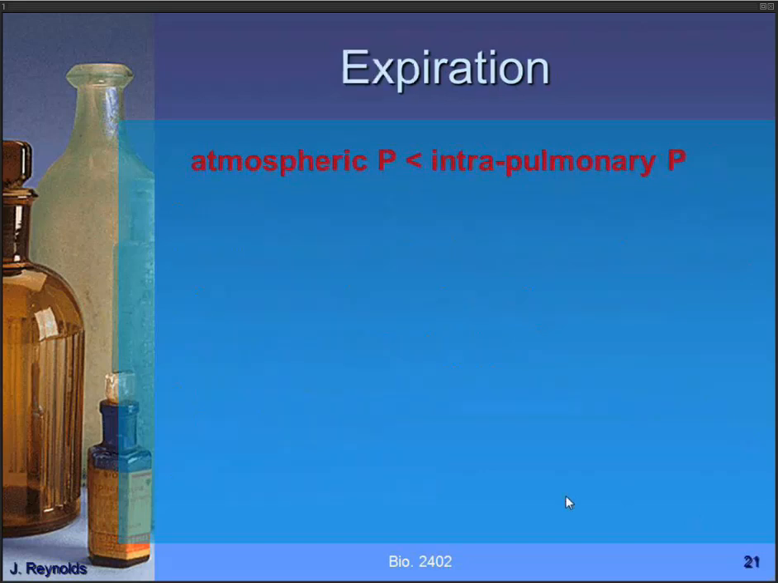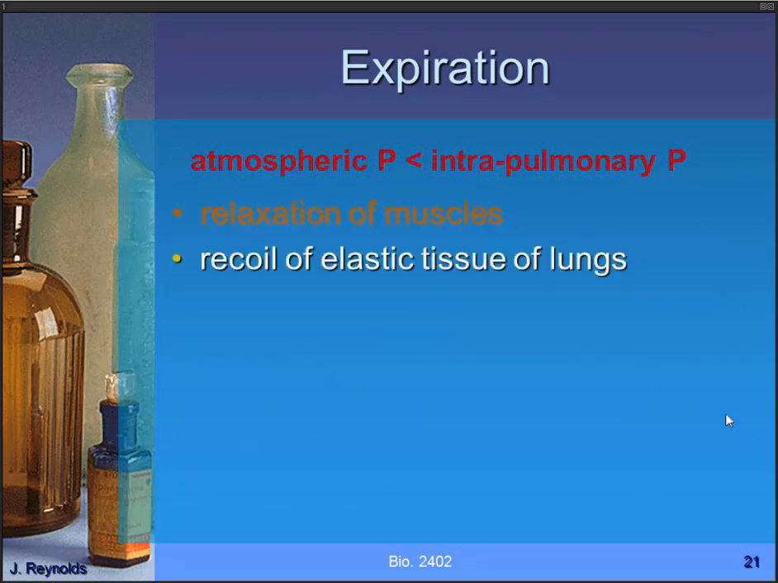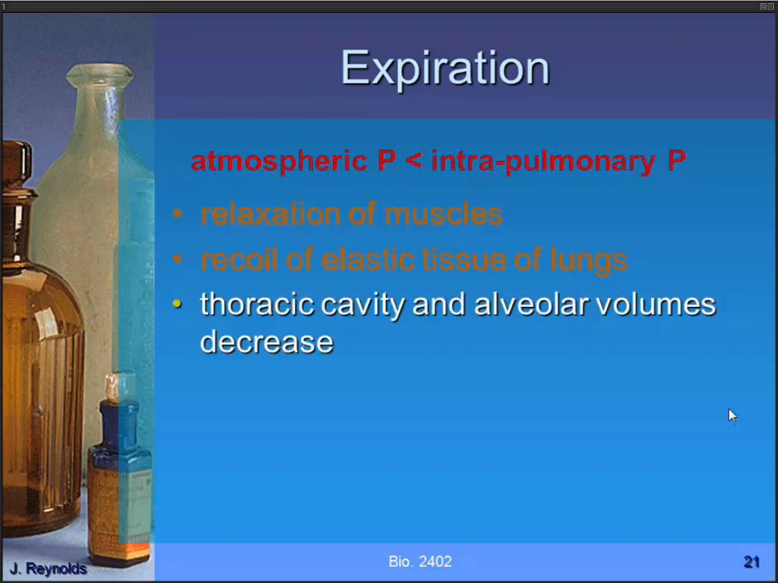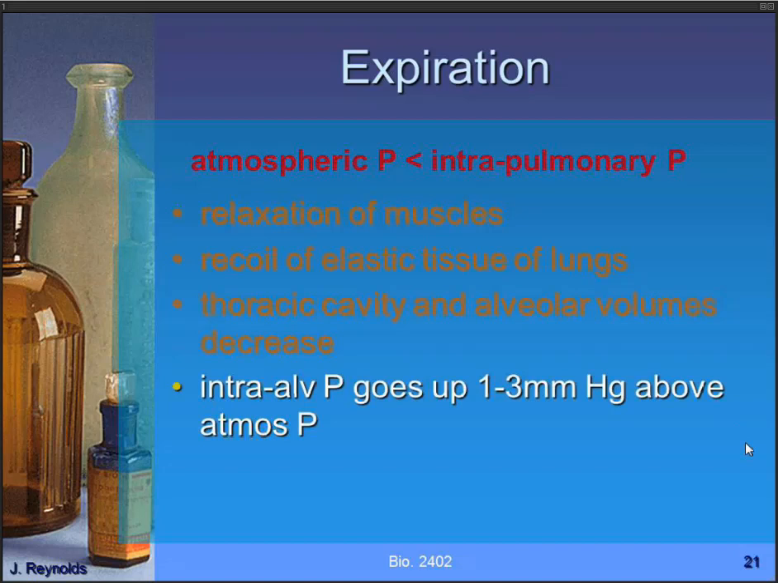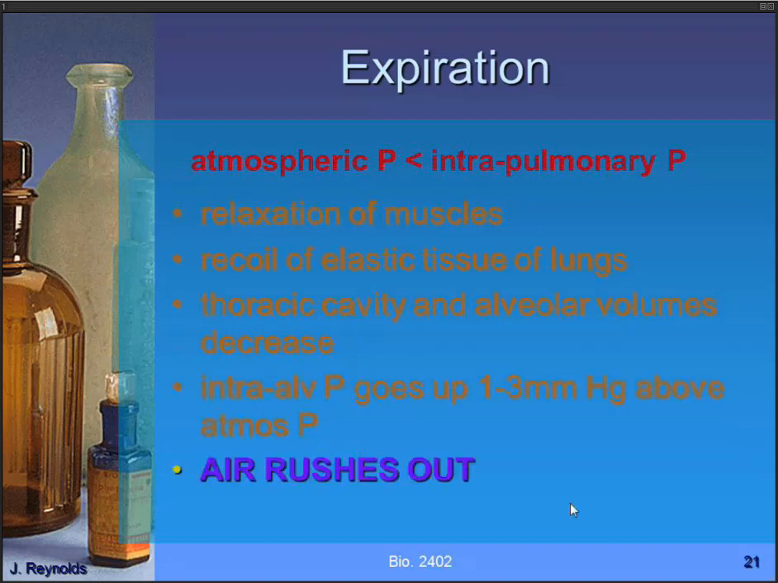Okay, let's go to expiration. Now we've got to make intrapulmonary pressure 1 to 4 millimeters higher than atmospheric pressure, so the air will go out. Everything is reversed from what we just talked about. Diaphragm and external intercostals relax. The thoracic cavity goes inward, and the lung, the alveoli, because of that elastic tissue around all the alveoli, recoils. The volumes of those two areas decrease. Remember Boyle's law, decrease volume, increase pressure. Pressure goes up a few millimeters. So now intrapulmonary pressure is higher than atmospheric pressure. Air goes out.